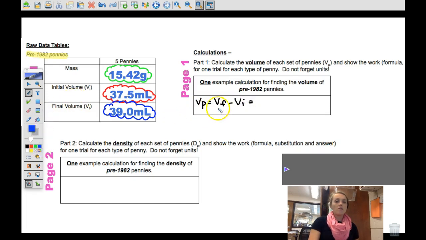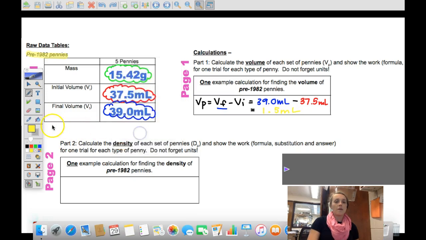So for my trial, my final volume was 39.0 milliliters, and then I need to subtract my initial volume, which was 37.5 milliliters. So after pushing this into my calculator, I'm going to get an answer of 1.5 milliliters. And that's very light, so I'm going to change the color of that really quick. So 1.5 milliliters. You should note, though, that you will never have a negative volume.